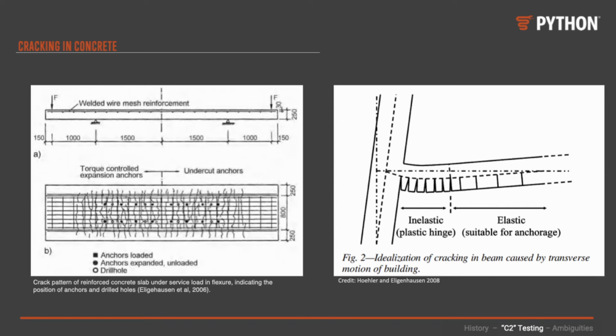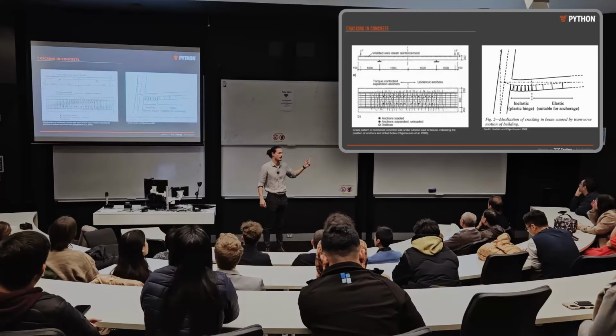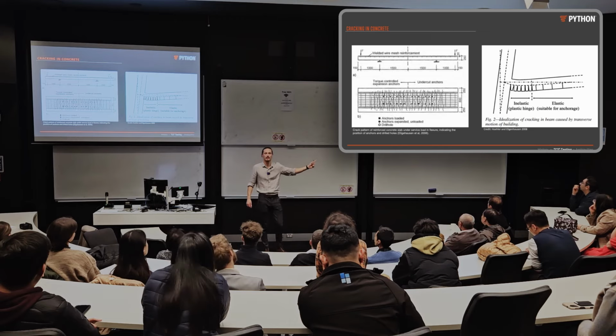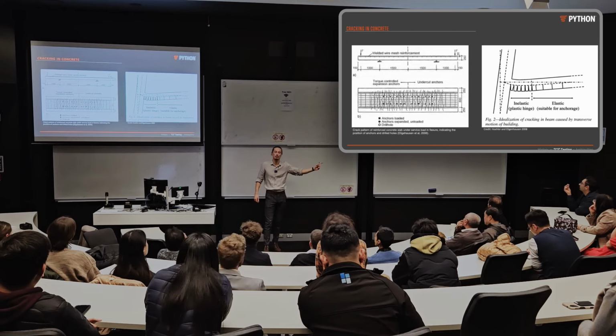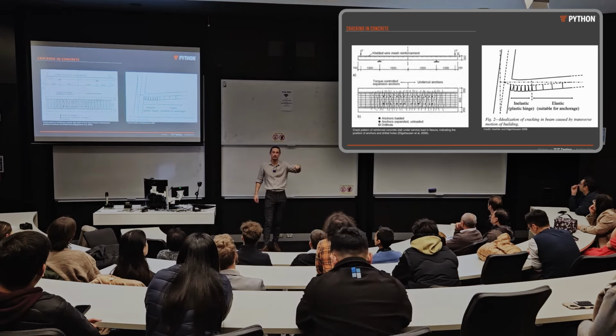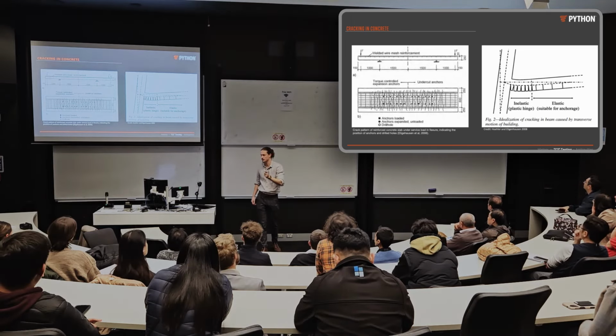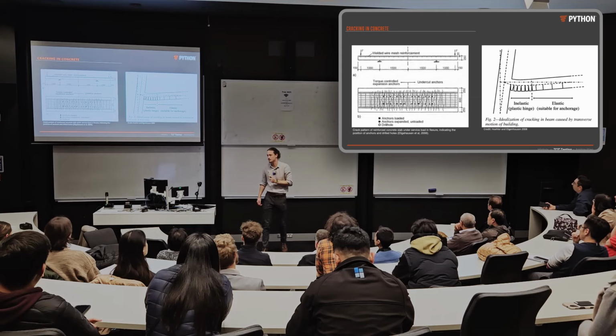With regards to the cracks specifically, I've got two screenshots here from different test programs, both done in the early 2000s in California. The one on the left is looking at crack behavior in a reinforced concrete slab. The intent behind this research was to quantify the probability of when cracking occurs in a reinforced concrete member, what is the likelihood that that crack occurs where the anchor is? And the conclusion is that it's very common.